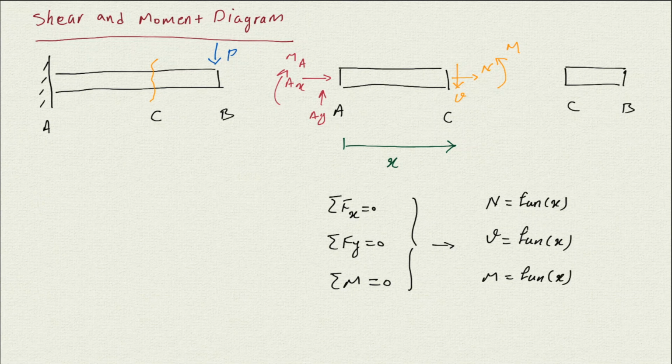So by doing that, we will have N, V, and M as a function of x, and then we can draw them as a function of x going from here, for example, from A to B. It can be anywhere from A to B, and when we change x from A to B, we can draw these equations, and then we can see how the internal forces change within that beam. Now the question is where we are actually going to put that section, and there are a couple of rules that we need to know about that.